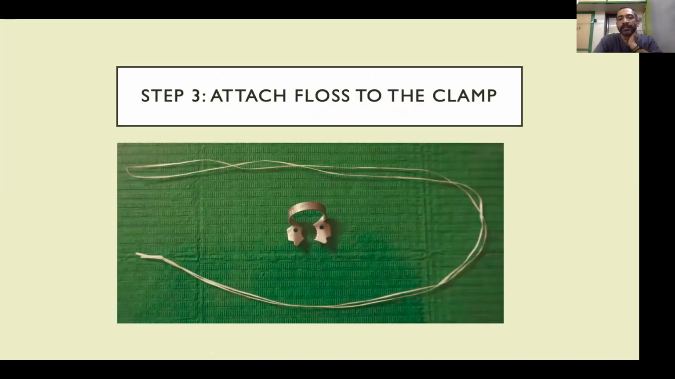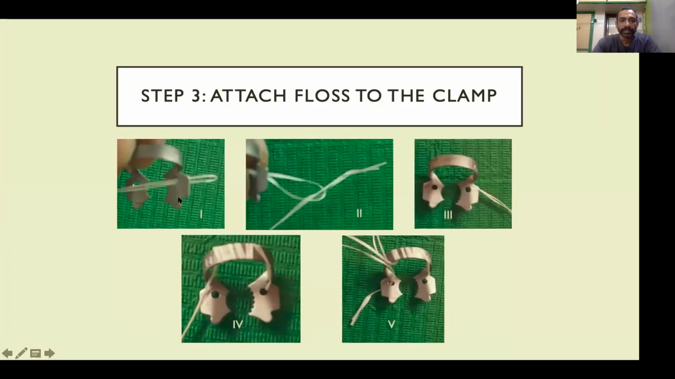Now, this particular clamp can sometimes bounce off the tooth, and if the patient swallows it, then you're in trouble. So just to make it safer, attach a piece of floss to the clamp. And how you do that is take about one forearm's length of floss, bend it in at one place into two, thread it through one of the holes on the other side, and then lock it against one of the wings.